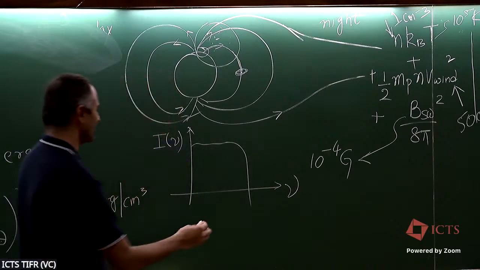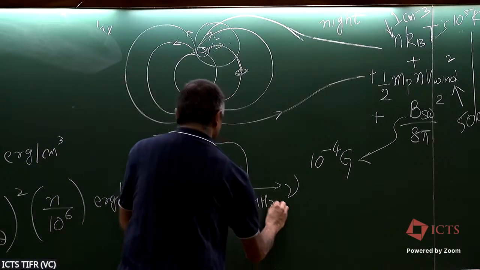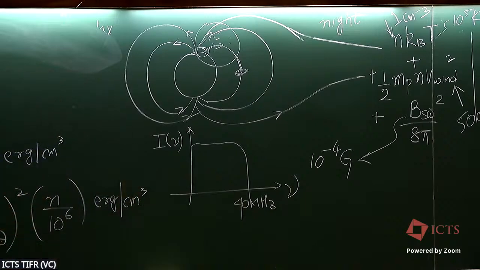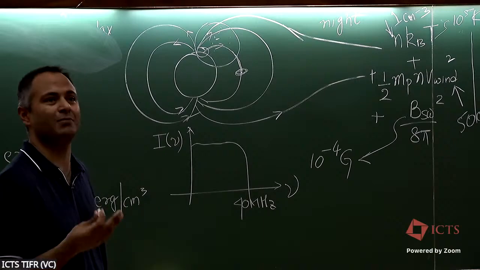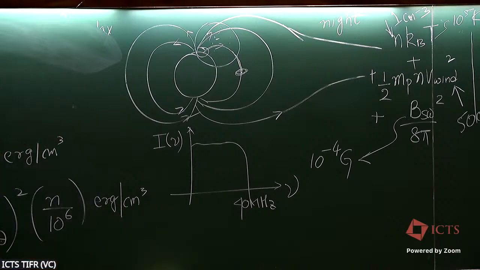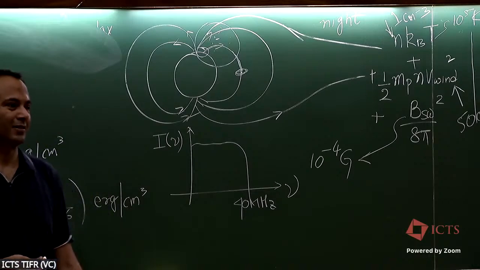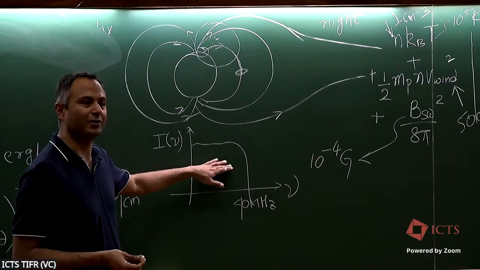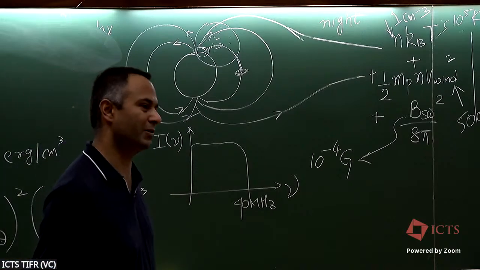And you see this in Jupiter. This happens around 40 megahertz for Jupiter. Why 40 megahertz? Because the surface field of Jupiter is about 14 Gauss, and the cyclotron frequency corresponding to that is 40 megahertz. So by measuring this cutoff, you can measure the surface magnetic field of the object. And if you know the radius of the object, then you will know the magnetic moment.